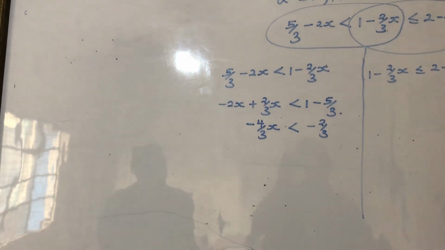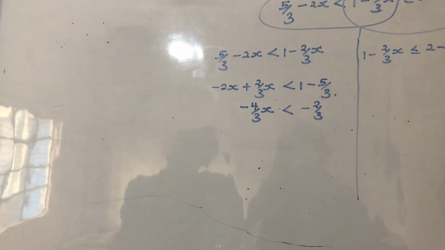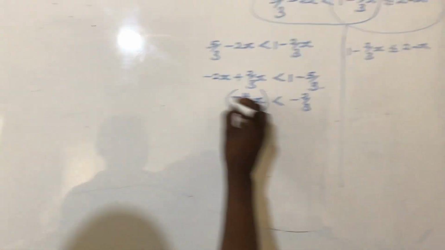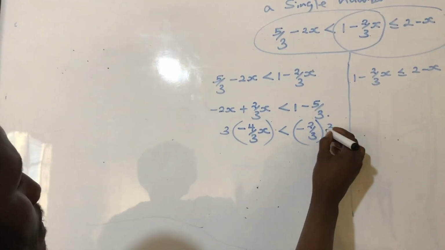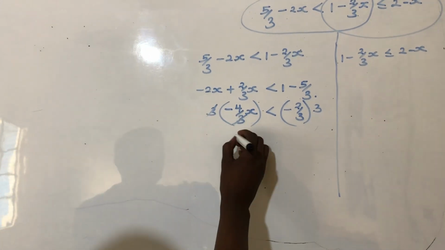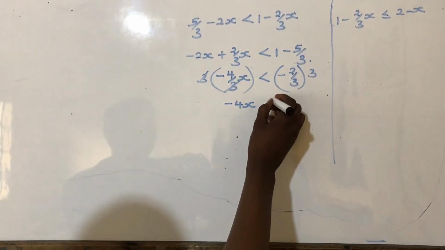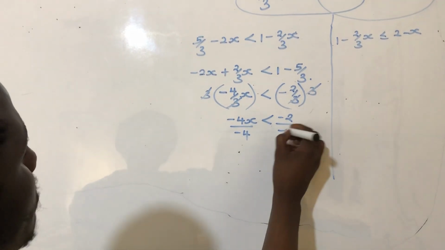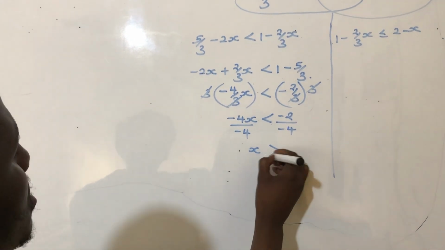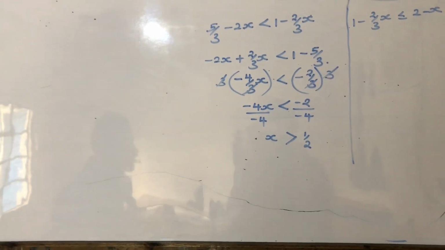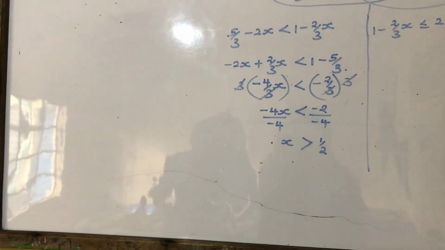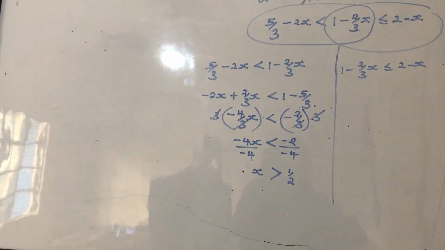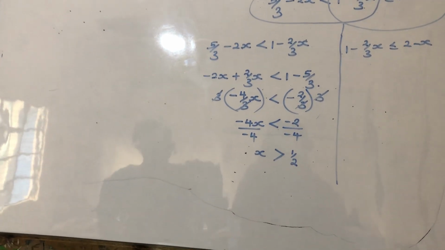What then will we do? Why don't we multiply both sides by 3 to do away with the fractions? Let's multiply this side here by 3 and this side here by 3. The 3 and the 3 will cancel out, leaving us with negative 4x is less than negative 2. Divide this by negative 4, divide this by negative 4. X would be greater than a half. Do remember that anytime an inequality is divided by a negative, the symbol must change.